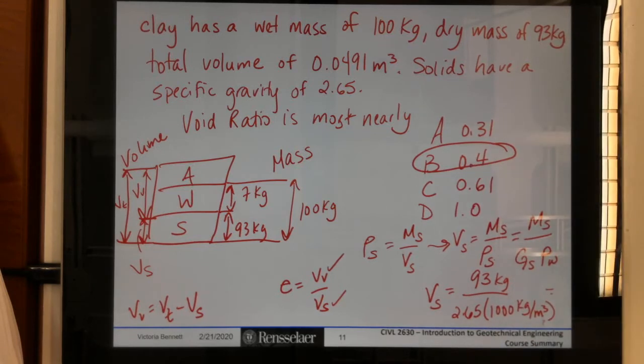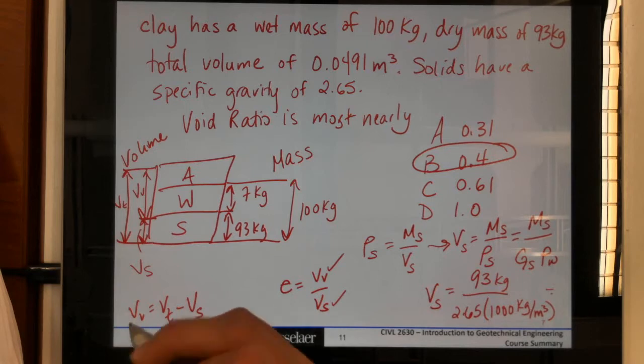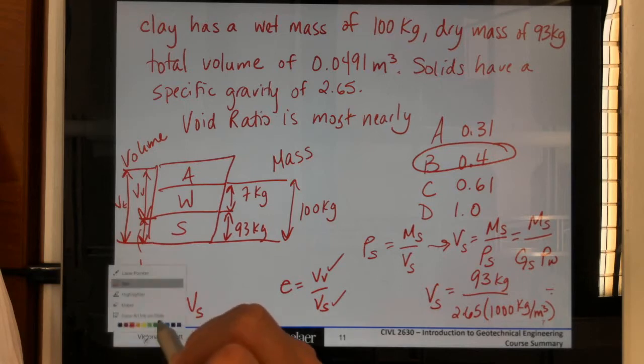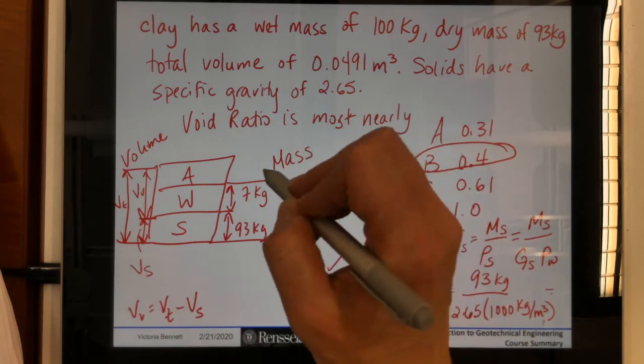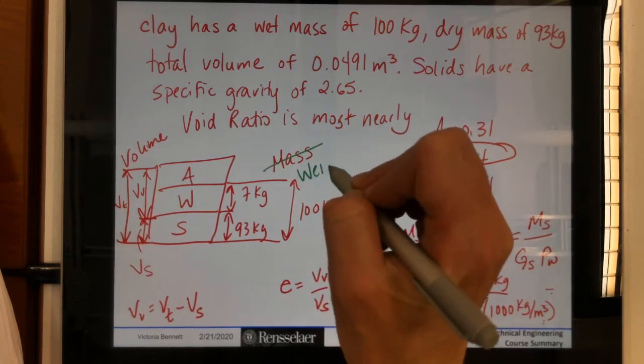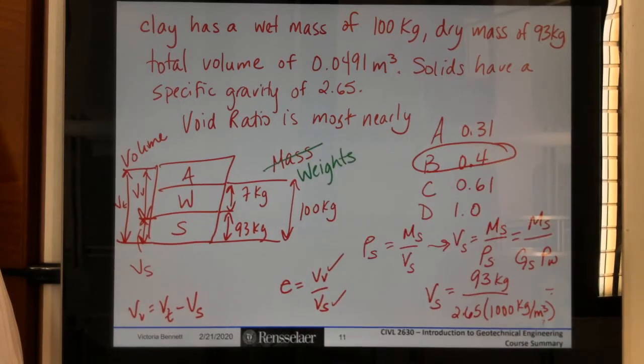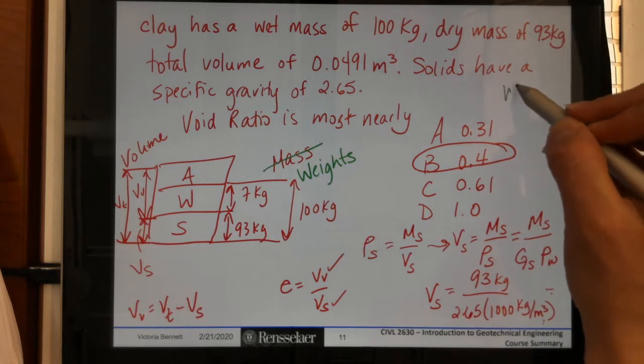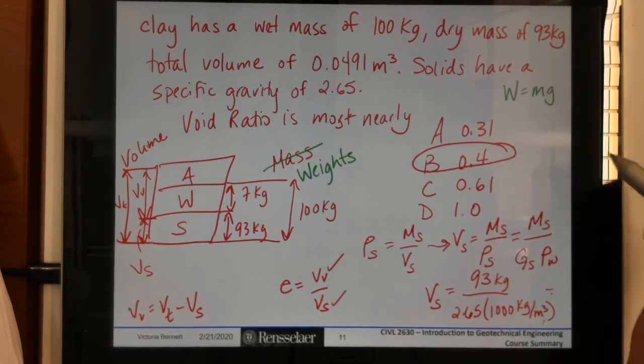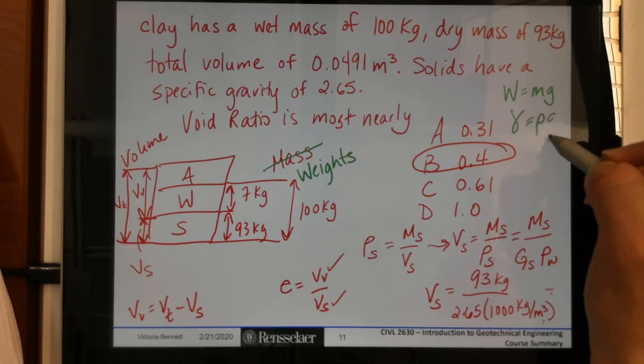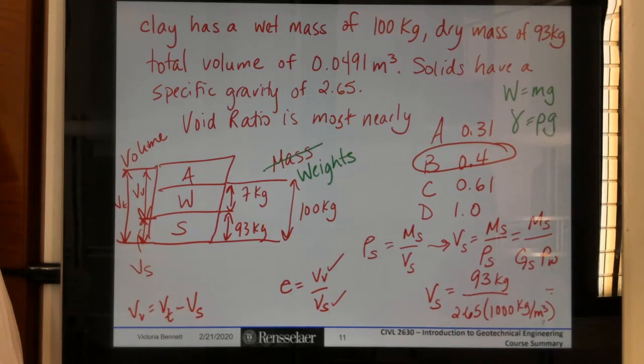So I think my comment before was that what you're going to have on this side is probably weights, because all of the things in the reference manual are given as weights. We should remember that a weight is just mass times gravity. A unit weight is just density times gravity. So we should be able to get there for those things.